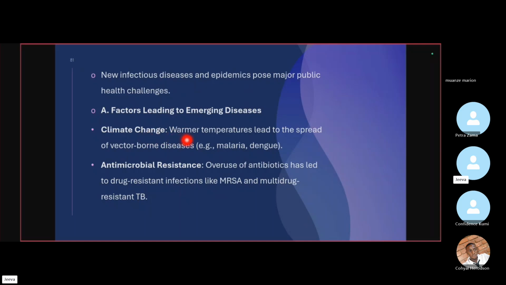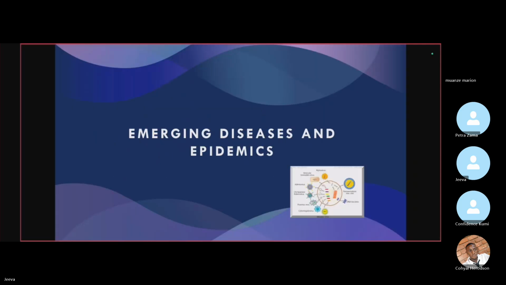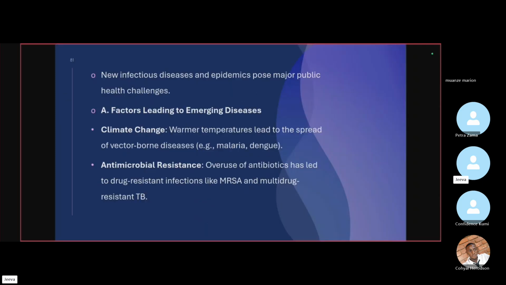Then climate change: people living in warmer temperatures can be affected by other vector-borne diseases, which can affect the community itself. So these are some of the emerging diseases and challenges.